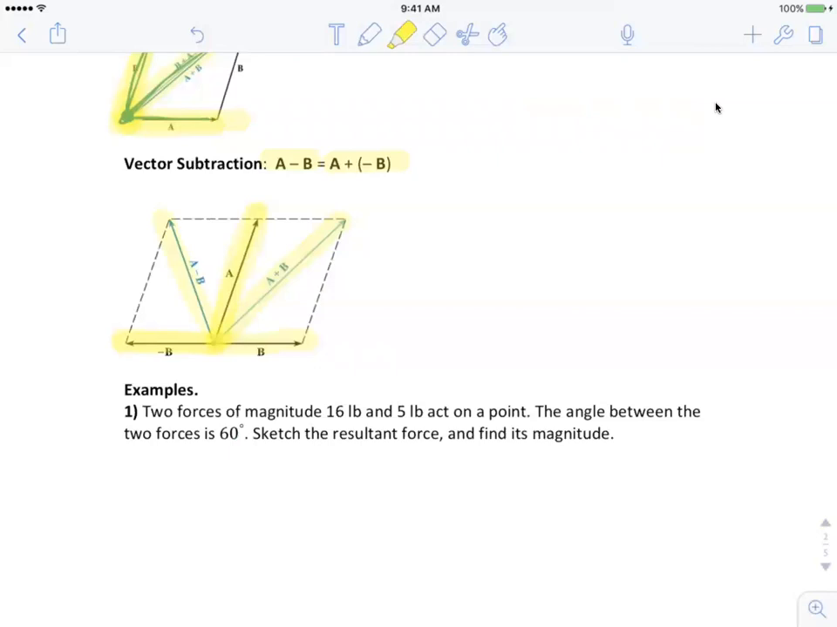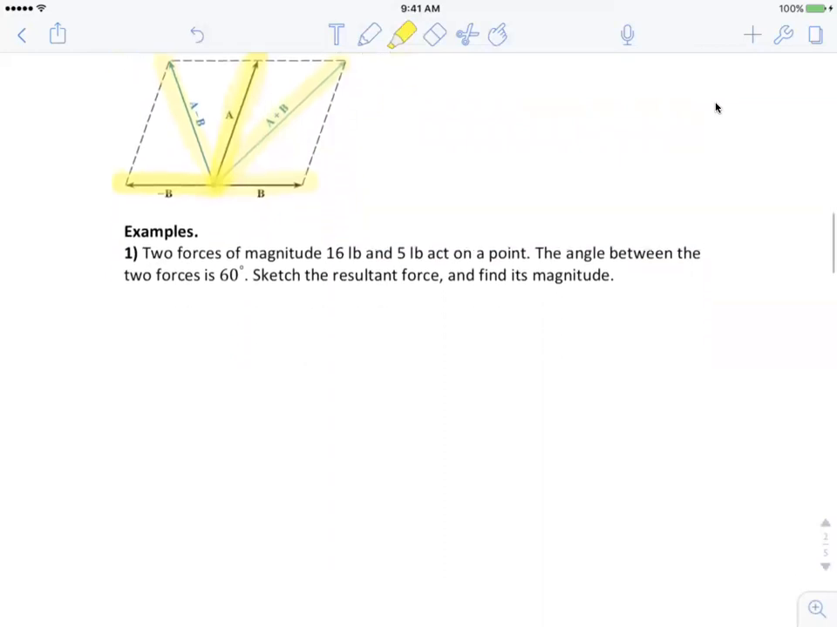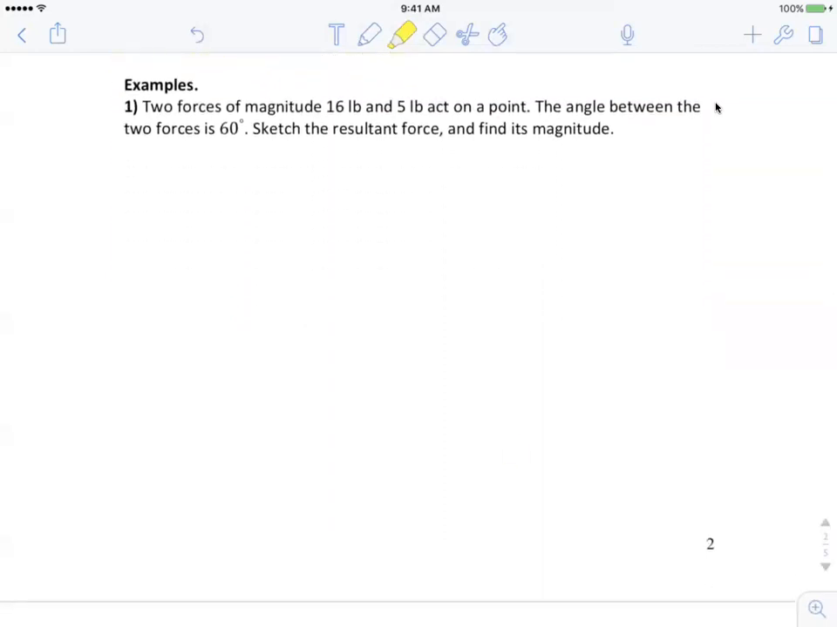Okay, let's get to some examples. Enough of the framework here. So we've got two forces of magnitude 16 and 5. All right, so let's start constructing this. And they have an angle between them of 60 degrees. So let's put the 16 going this way. And then at a 60-degree angle, we have the 5. So that would be like that, something like that. So 16 and 5 are those lengths, and then the angle between them is 60 degrees.